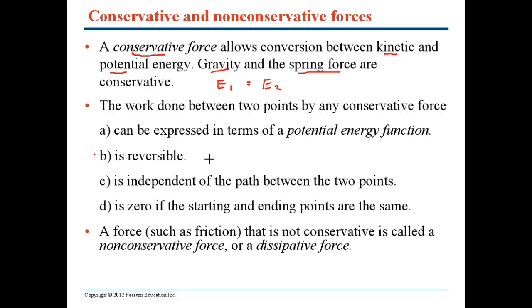If we consider a ball where we take that ball and we lift it up, then you're doing work to the ball. When the ball comes back down, gravity is doing positive work, and it's going to be equal to the amount of work that gravity opposed on the way up. So that system is reversible. It's independent of the path between 2 points. We've already shown that on a previous slide. And it's going to be 0 if the starting point and ending points are the same.